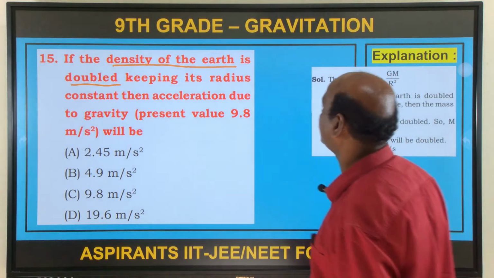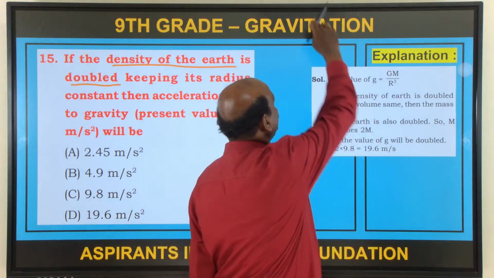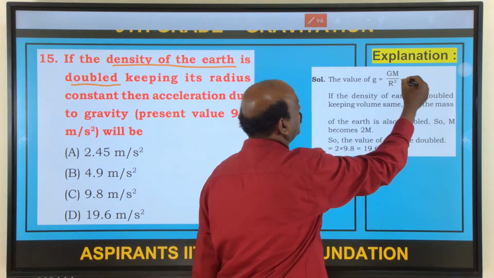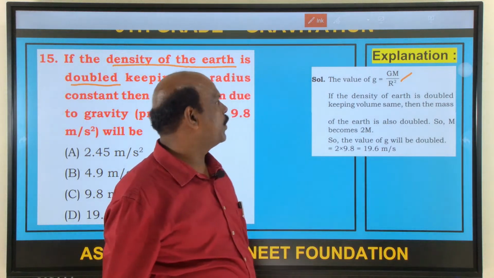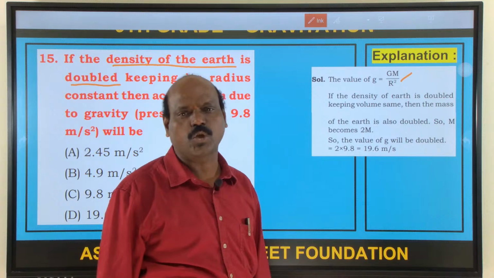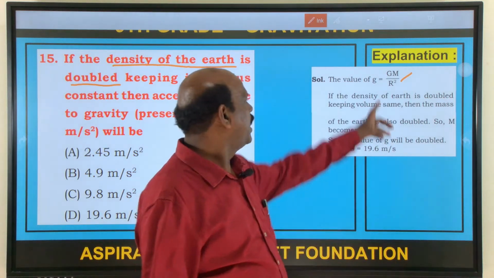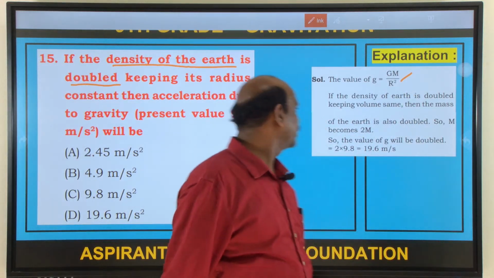So here it is telling us the value of g. As we know, according to the formula, g is equal to G into M by R squared, where G is the universal gravitational constant, M is the mass of the earth, and R is the radius.